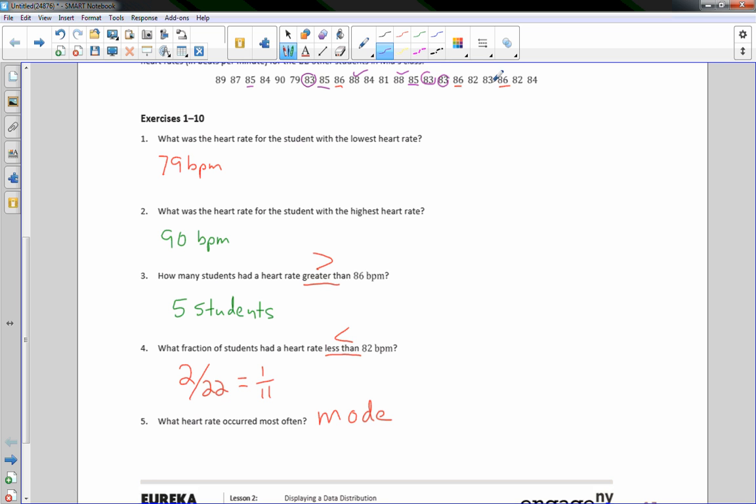Okay, any other 83s? There's another 83 right here. So there's 4 83s, 2 88s, 3 86s, a couple of 82s, an 81, a 79. So it looks like 83 occurred 4 times. So the one that occurred most often was 83 beats per minute. It occurred 4 times.